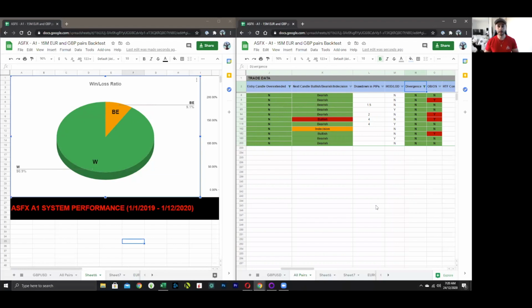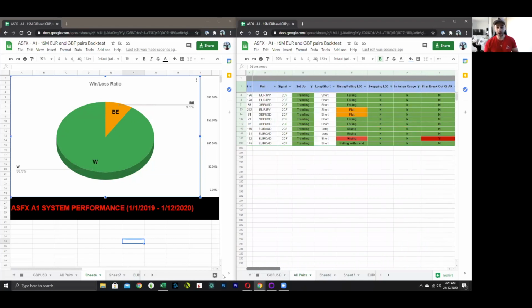What pairs are those on? So coming over, it's Euro JPY, GBP USD, Euro Aussie, and Euro CAD. So you got a few there. And mind you, this whole sample size is over 200, about 230 trades so far. You know what I noticed too right here? A lot of shorts. Yeah.